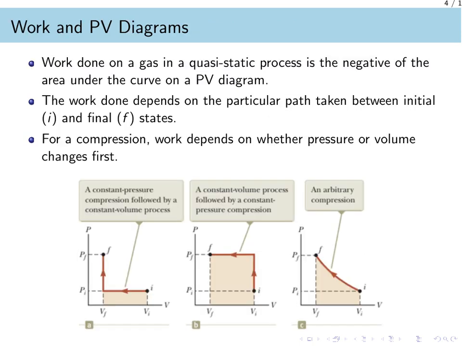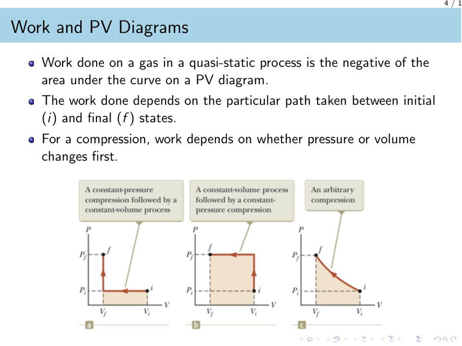Pressure-volume diagrams, or PV diagrams, are vital tools for visualizing thermodynamic processes. The work done on a gas during a quasi-static process is equal to the negative of the area under the curve on one of these diagrams. It is crucial to understand that work is path-dependent, meaning the amount of work depends on the specific sequence of states the gas passes through from start to finish.